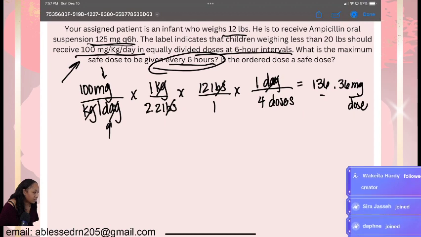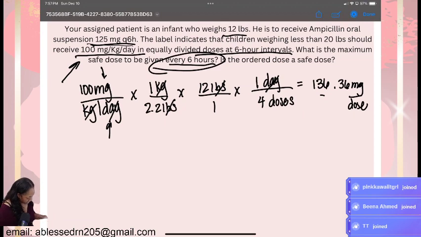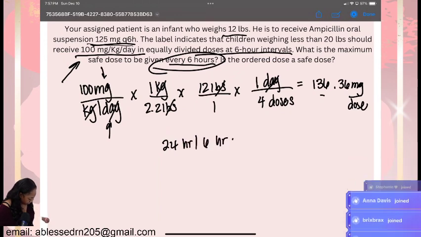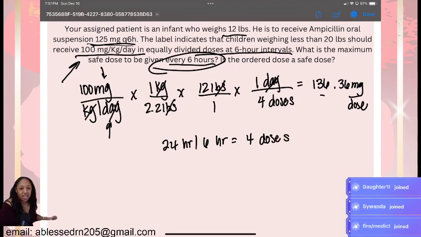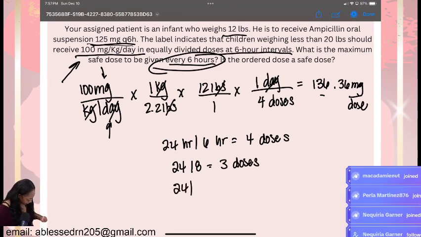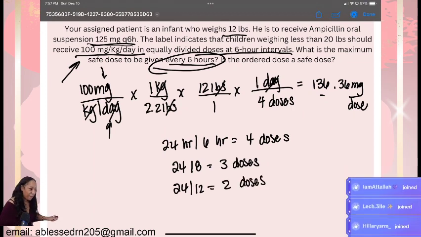All right. So that's how we do that. How do you do the 4 doses again? Okay. So you see how it says that it is to be given in equally divided doses, 6 hours. So if you take 24 hours divided by 6 hours, that's going to give you 4 doses. So just like if it said every 8 hours, it would be 24 divided by 8, which would be 3 doses. And like if it said every 12 hours, 2 doses. Does that make sense now?